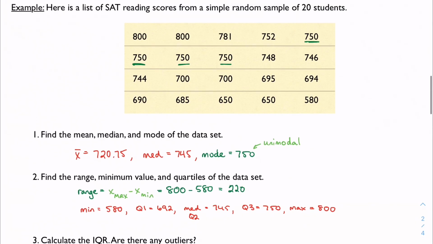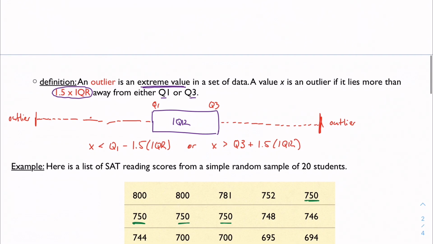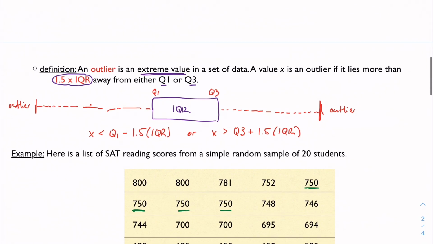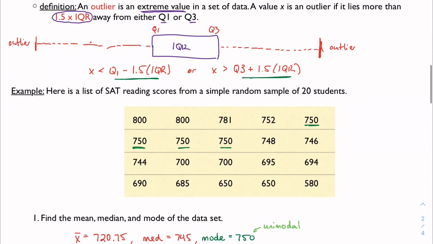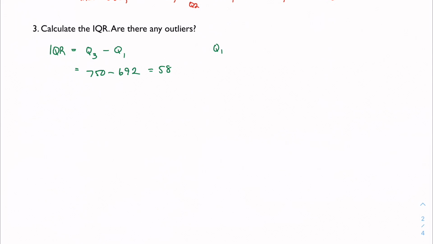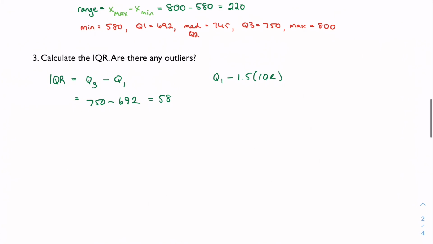And our test for outliers, if you remember, is to look at these two values here, and see where my boundaries would be. So let's figure out what those are going to look like. Quartile 1 minus 1.5 times the IQR. Let's see, 692 minus 1.5 times 58, and that's going to give me 605. So anything less than 605 is going to be an outlier.